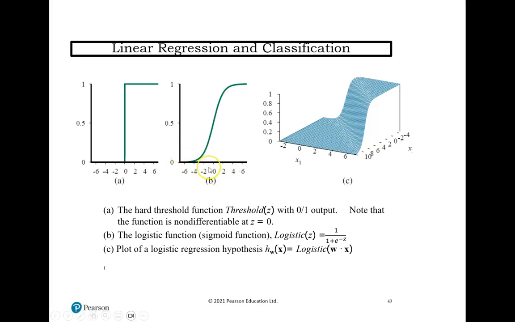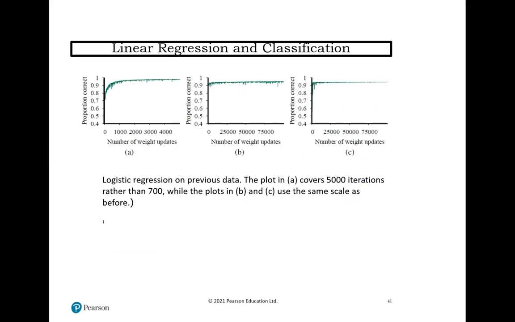However, if I use a logistic function instead, which is in chart B here, this one I can find the derivative at 0, no problem. It's differentiable everywhere. So that's why we're going to replace the sharp threshold with a logistic function, the sigmoid function, and we're going to call this logistic regression as a result. And you can see here how it converges in that case if I use logistic regression on the previous data.